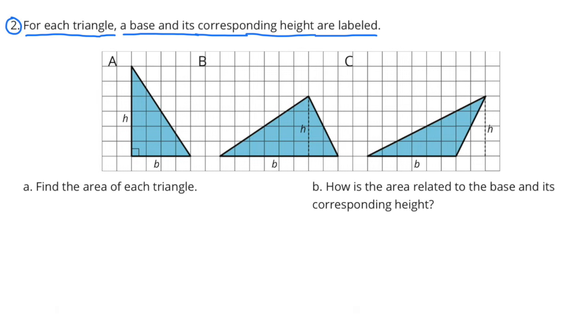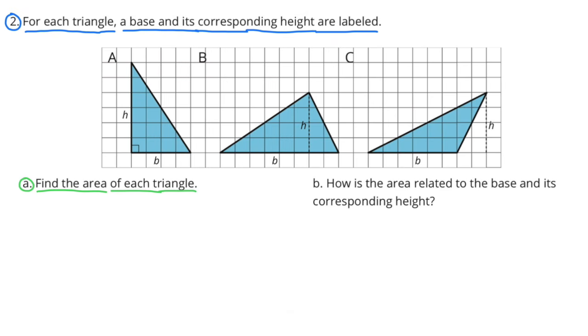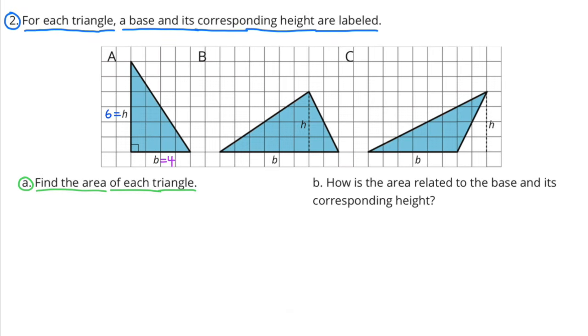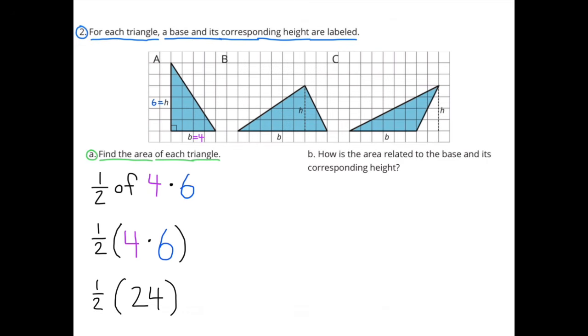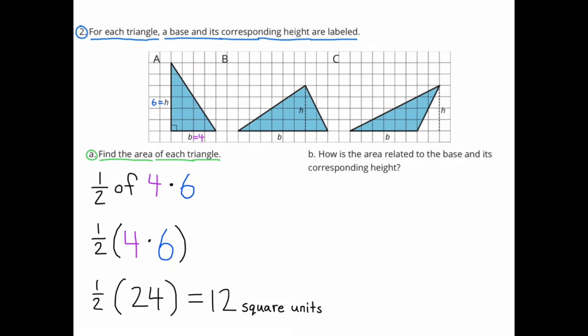Number 2. For each triangle, a base and its corresponding height are labeled. A. Find the area of each triangle. To find the area of these triangles, we're going to use the formula half of the base times height equals the area. For triangle A, the base is 4 and the height is 6, so half of 4 times 6. 4 times 6 is 24, and half of 24 is 12.